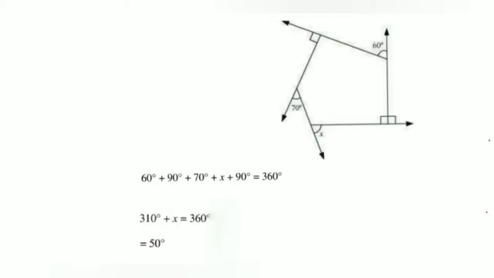Here also sum of all the exterior angles are equal to the 360 degree. So one is given 60 degree, second one is 90 degree, third is 70 degree, next is x and last one is 90 degree. So the total is 310 degree plus x is equal to 360 degree. So x is equal to what? 360 degree minus 310 degree. So x is equal to 50 degree.